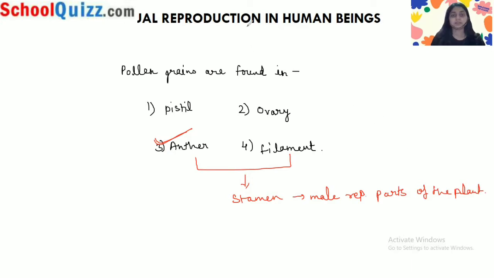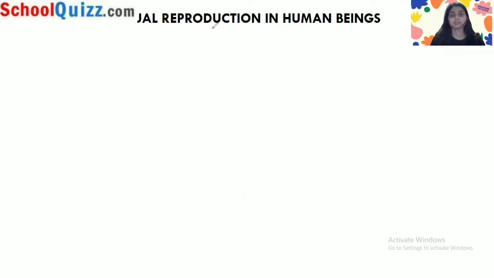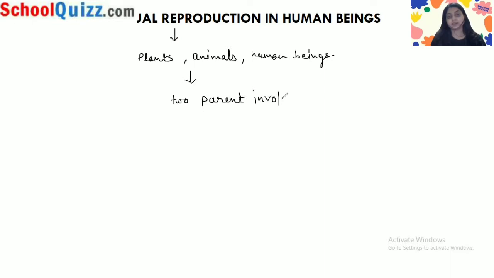Okay, so let's start our today's topic, that is sexual reproduction in humans. We know what sexual reproduction is, and we also know the basic idea: sexual reproduction occurs in plants, animals, human beings, and in this reproduction process two parents are involved. The basic idea is that there will be a male cell and a female cell, and they will meet and form a zygote.